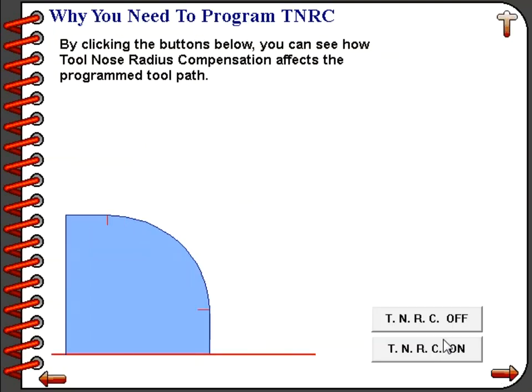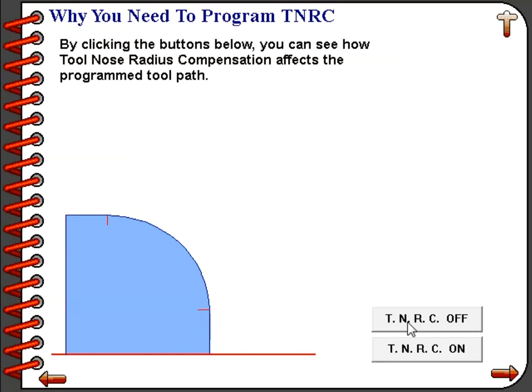Here again, you have the opportunity to run this animation with tool nose radius compensation turned off and with tool nose radius compensation turned on. Run it several times, and again, look to see where the programmed point of the tool, that theoretical sharp point of the tool, follows along your programmed path, which would show up on the animation as the finished shape of this part.